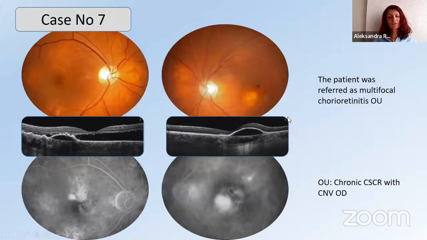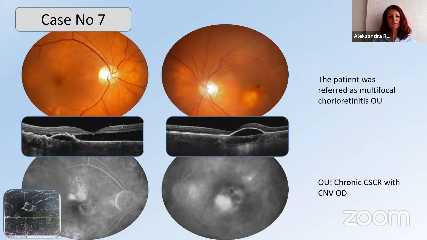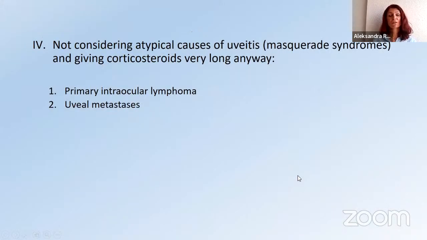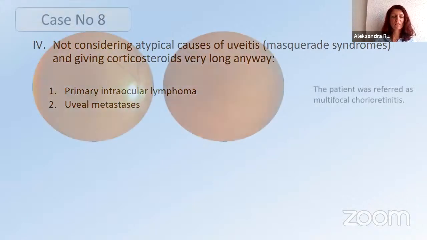And we did the fluorescein angiography showing that this was actually a typical pattern of hyperfluorescence for chronic central serous chorioretinopathy, with the rest of normal looking, and we also approved CNV in the right eye, choroidal neovascularization. So the next fault for systemic treatment would be not considering the typical causes of uveitis and giving corticosteroids very long anyway, and this includes primary intraocular lymphoma and uveal metastasis.